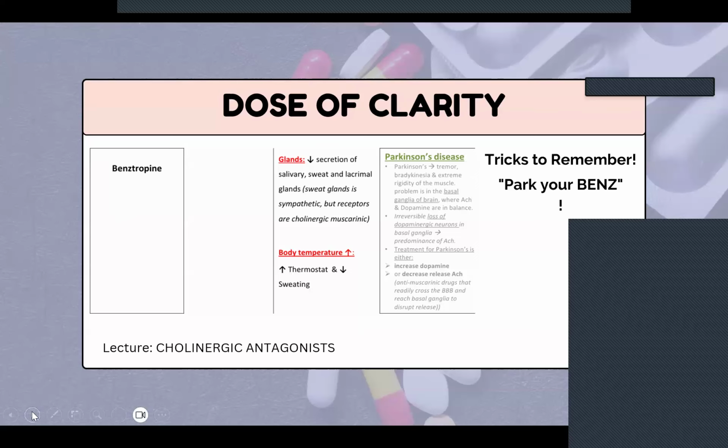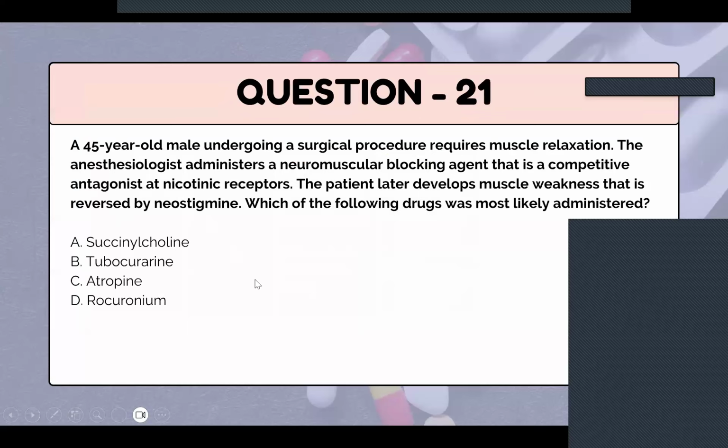Okay, great. So the next question is, a 45-year-old male undergoing surgical procedure requires muscle relaxation. The anesthesiologist administers a neuromuscular blocking agent that is a competitive antagonist of nicotinic receptors. The patient later develops muscle weakness that is reversed by neostigmine. Which of the following drugs was administered? A. Succinylcholine, B. Tubercularine, C. Atropine, D. Rocuronium.